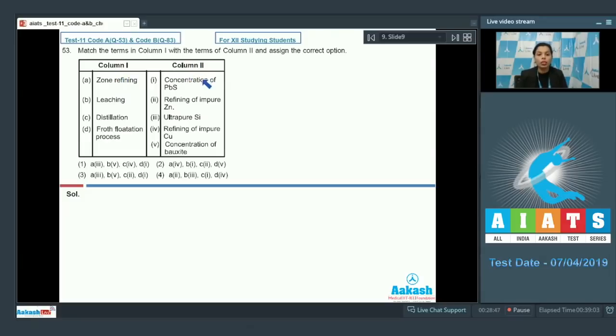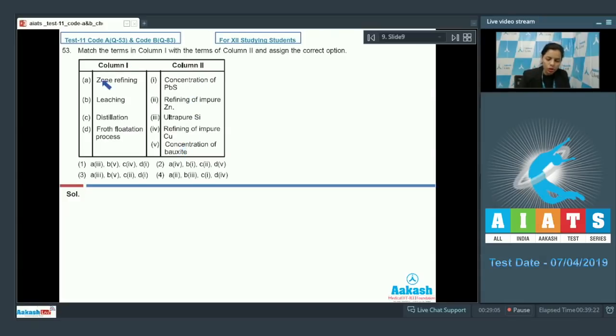Further, column 2 consists of different methods: concentration of lead sulfide, refining of impure zinc, ultra pure silicon, refining of impure copper, and concentration of bauxite. So these are the constituents of column 2. We have to match them.